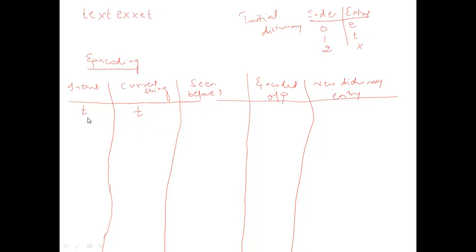In our case, the first letter is T and the current string is T. This T is already in the dictionary at index 1, so you write here: yes, it is seen before. In this case, don't perform any encoding operation, and there is no new dictionary entry required, because it is already in the dictionary. So don't encode and don't make any dictionary entry. Now, take the next letter, E.